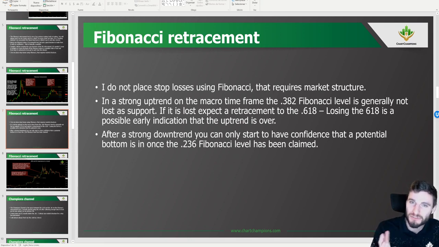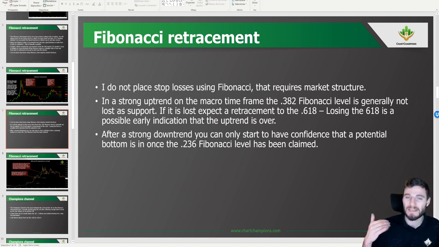You can tell the strength of a trend by looking at the chart. Then you add in fibs and you get an even stronger indication. Price action is all you really need, but in a strong uptrend on a macro time frame, the 382 Fibonacci level is generally not lost as support. If it is lost, expect a retracement to the 618. Losing the 618 is a possible early indication that the uptrend is over.